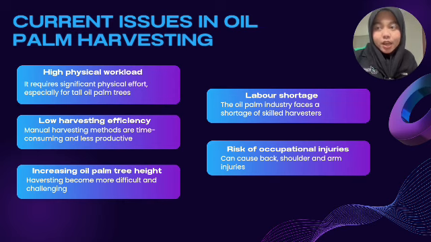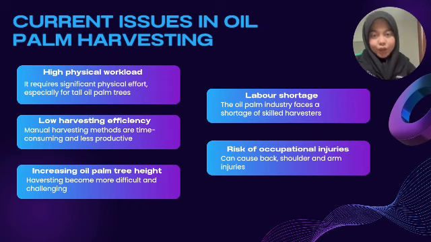Current issues in oil palm harvesting. The first is high physical workload. It requires significant physical effort, especially for tall trees. Second, low harvesting efficiency. Manual harvesting methods are time-consuming and less productive. Third, increased oil palm tree height. Harvesting becomes more difficult and challenging. Fourth, labor shortage. The oil palm industry faces a shortage of skilled harvesters. Fifth, risk of occupational injury. It can cause back, shoulder, and arm injury.